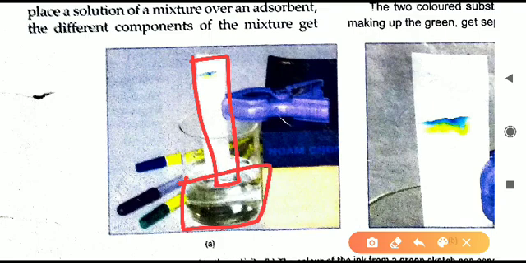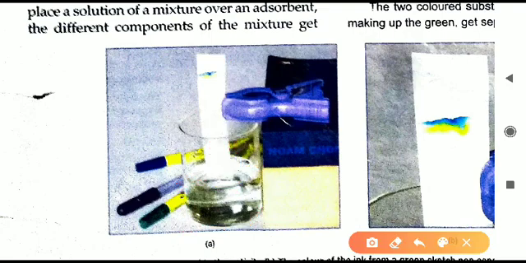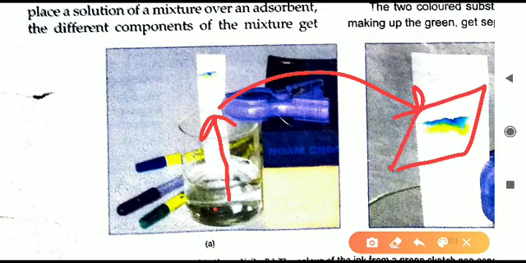Now adsorption will start. This paper will start absorbing some of the water, and water will start moving upwards. This water, or we can say not exactly water, the mixture will start moving upwards, and as it moves upwards, what will happen? Adsorption की वजह से क्या होगा? All the separate layers, or we can say separate pigments, you can see in the second photograph, all the separate pigments which are present in the ink, they will separate from each other.